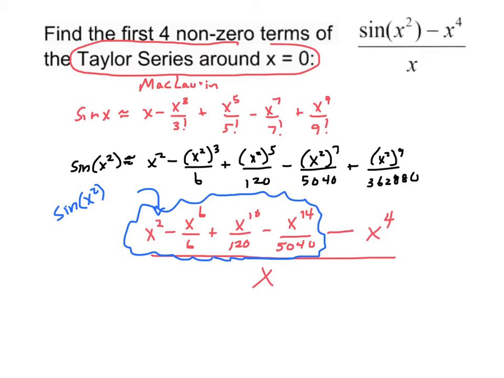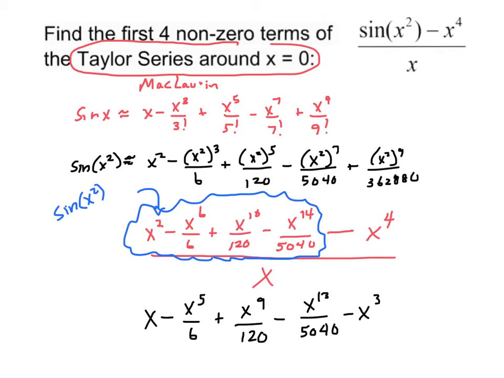So let's kind of order these a little bit. Let's say, all right, x squared divided by x is just x. X to the 6th over 6 divided by x is x to the 5th over 6. X to the 10th over 120 over x is x to the 9th over 120. X to the 14th would be x to the 13th. And x to the 4th, so this is x cubed.